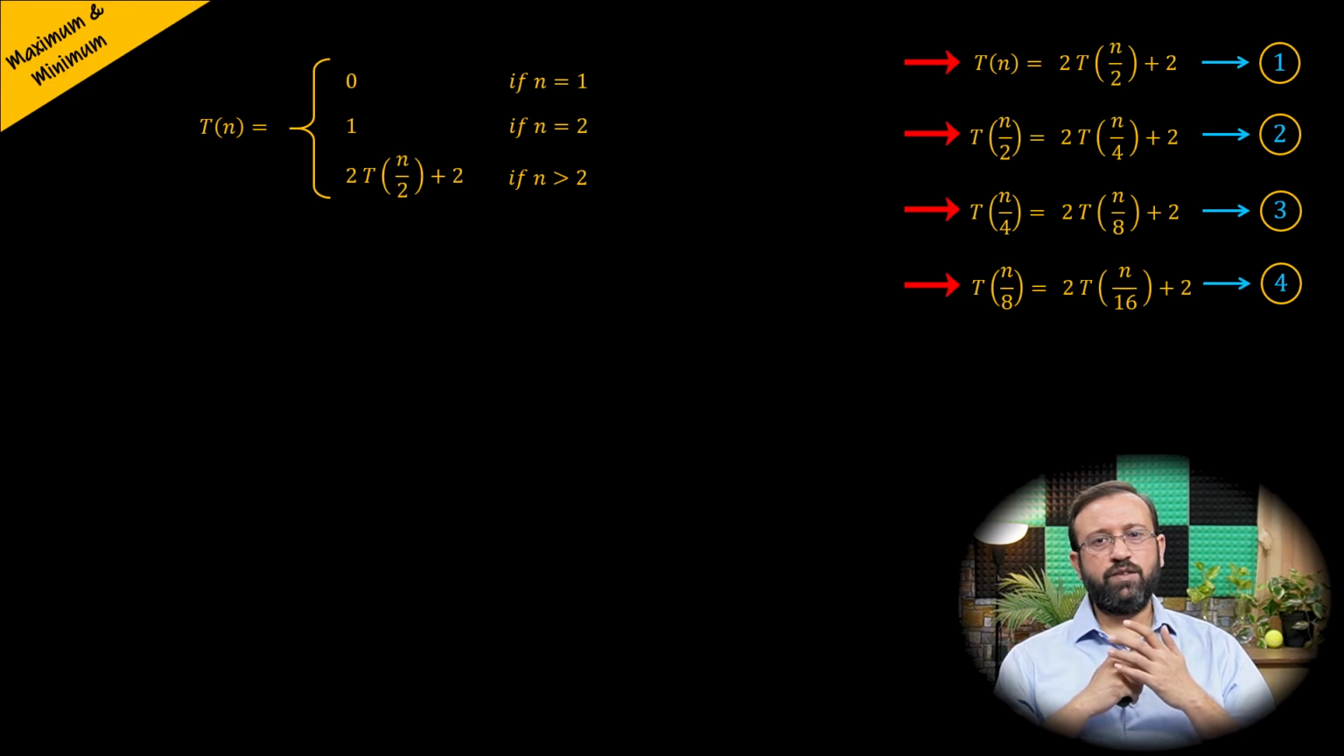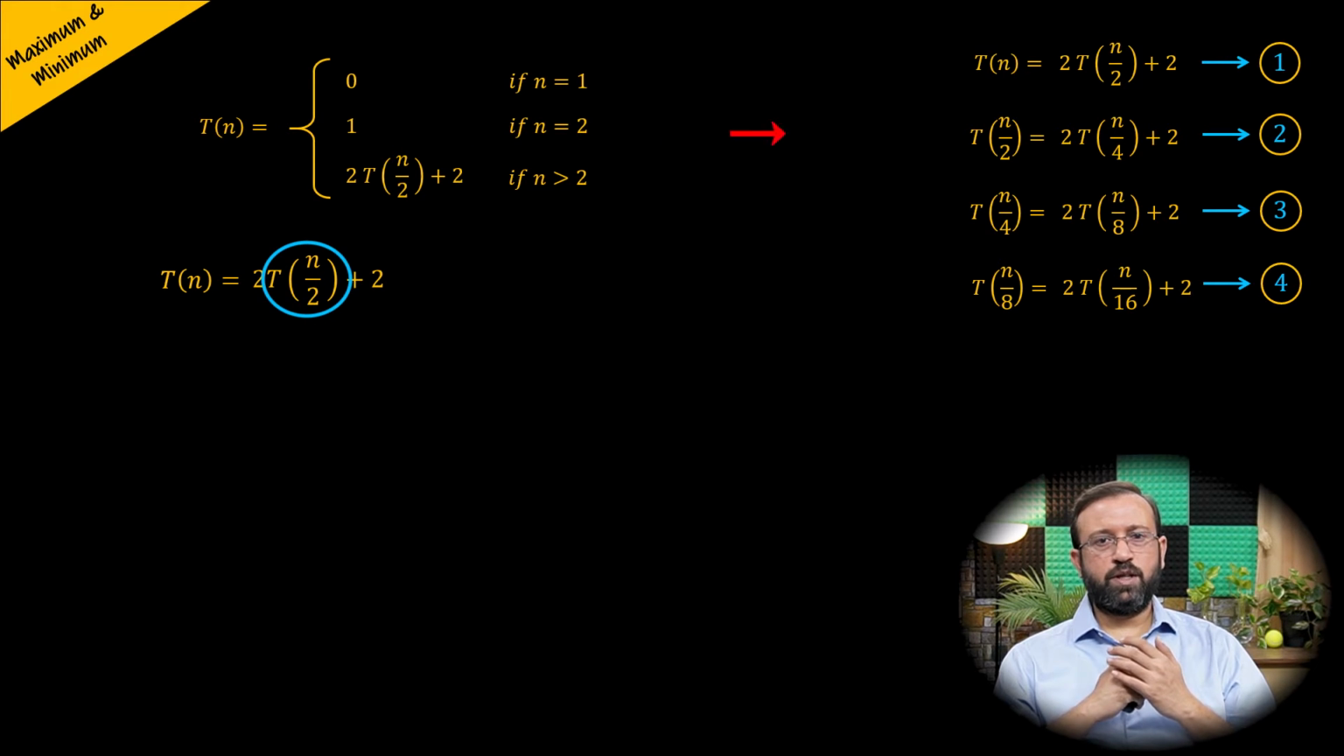So we have these four equations. Now let us try to substitute them in the recurrence relation. We will start with t of n, which is equal to 2t of n by 2 plus 2. Then we can rewrite it: instead of t of n by 2, we can substitute the second equation, that is 2t of n by 4 plus 2.